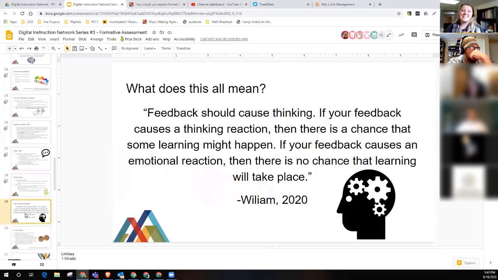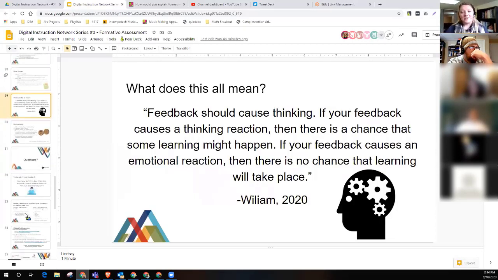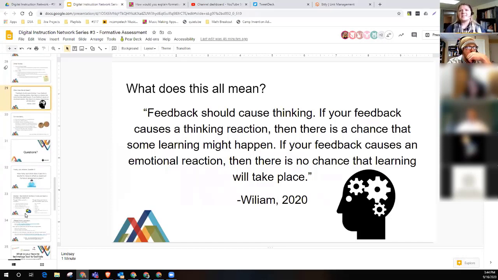So what does this mean? Praise and grades have their place. We are not suggesting that these things should go away, but when giving formative feedback, it's much more effective to focus on the learning goal or the task, and to remind students that ability is not fixed. We want to keep them focused forward.